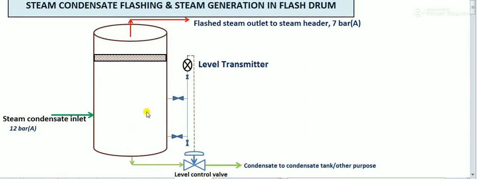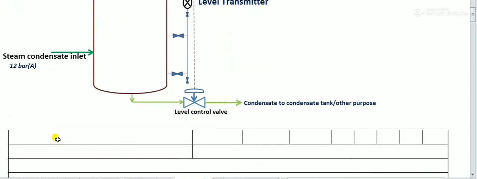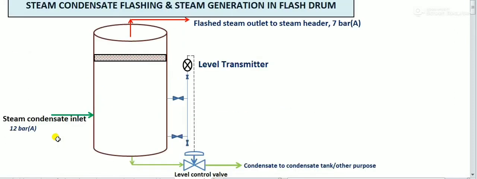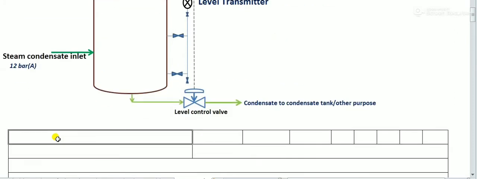For controlling the level in the flash drum, we have the level control valve. Based on the level, this control valve will open based on the set point we give, and it will feed to the downstream. Here we are going to see, if we feed a certain amount of condensate, how much steam we are recovering. That is, we are going to calculate the mass flow rate of the outlet steam from the flash drum. We know the mass flow rate of the inlet steam condensate, so it will be a simple mass balance and energy balance.